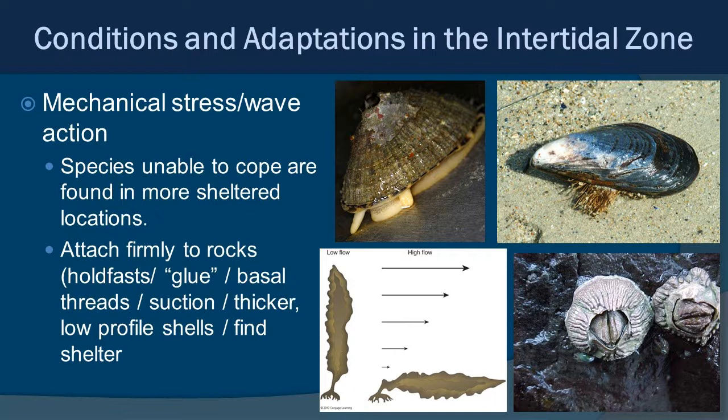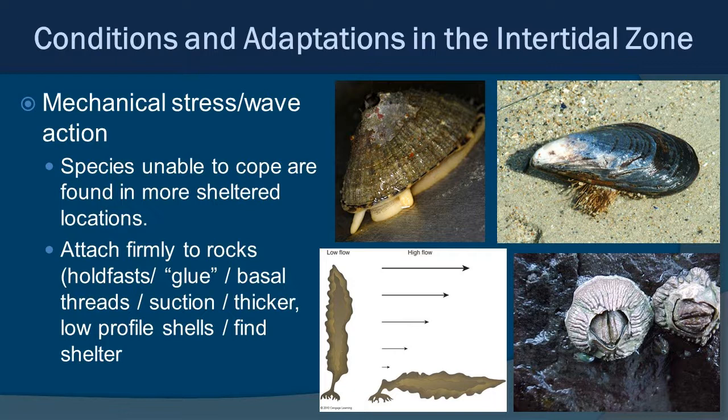Now, when we talk about mechanical stress, we're talking about wave action that's going to occur especially on high energy coastlines where you have a lot of swells and wave action coming in. So the species that live there have to be able to cope with that, and they do that in a few ways. First of all, some of them can find more sheltered locations, either in crevices or cracks within the rocks. They can move down out of the wave action if they need to, things like that with crabs.